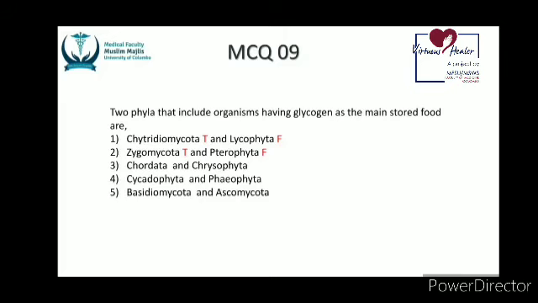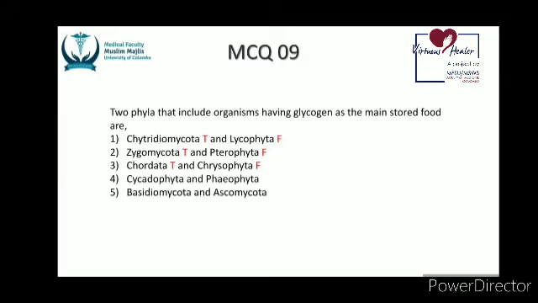Third statement, Chordata and Chrysophyta. Chordata belong to kingdom Animalia. So animals are also going to store food as glycogen. So Chordata is true, but Chrysophyta are a group of algae. And these chrysophytes are going to store food in the form of oils and a polysaccharide called laminarin. So statement 3 is false.